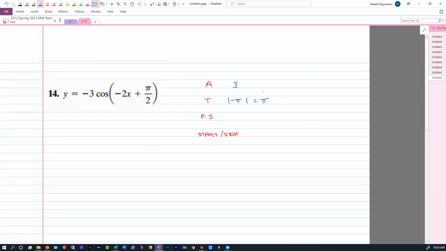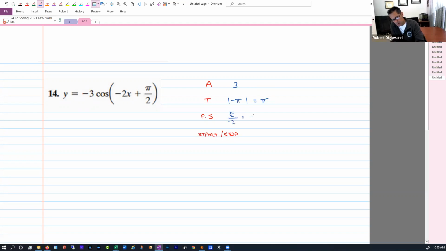All right. Now, how about the phase shift? Did you get that? No, but that would be pi over 2 over 2. Negative 2. Yeah. There you go. So negative pi over 4.